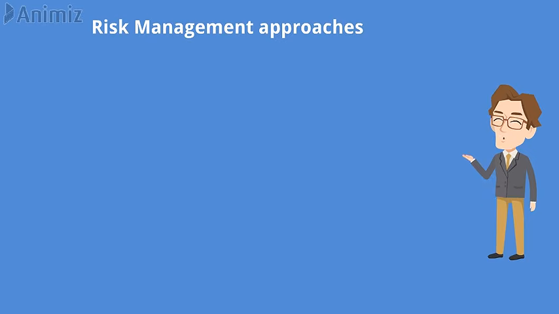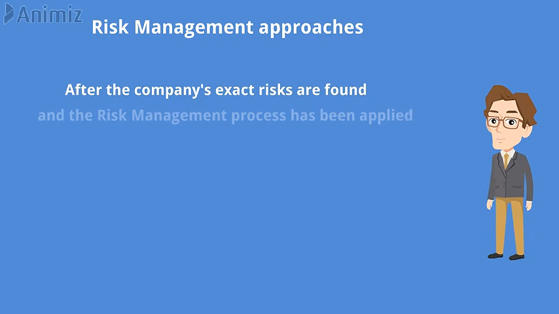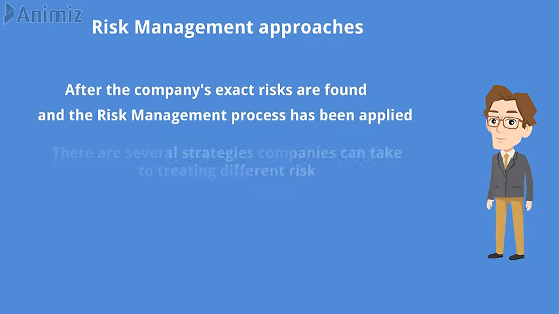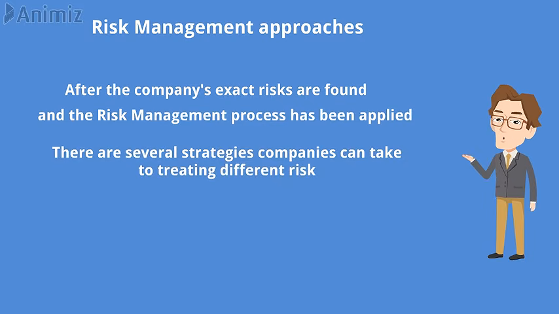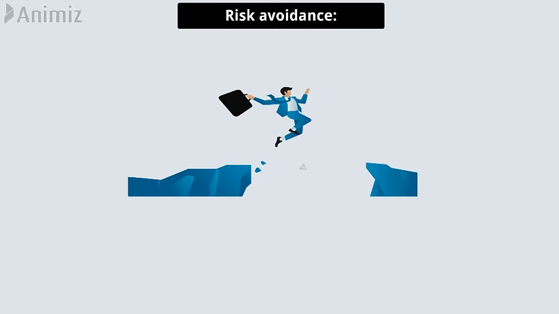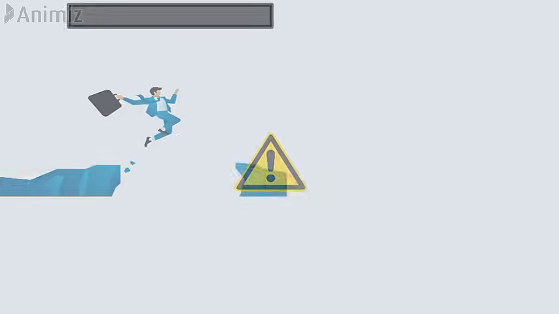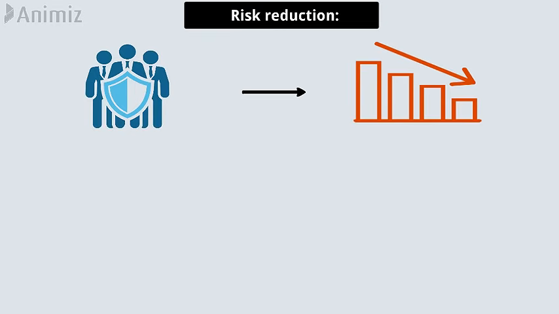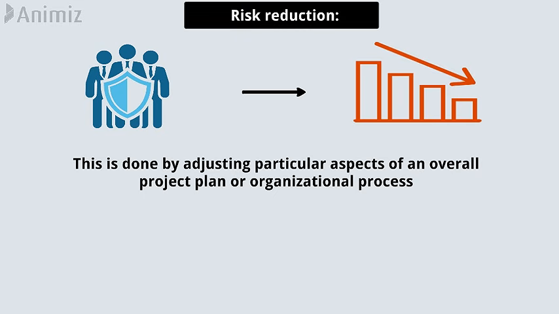Let's discuss some risk management approaches. After the company's exact risks are found, and the risk management process has been applied, there are several strategies companies can take to treat different risks. First approach is risk avoidance. Risk avoidance involves stopping and avoiding any activities that could lead to a risk. Risk reduction. Risk reduction is focused on actions that will reduce the probability of a risk occurring or the impact of a risk. This is done by adjusting particular aspects of an overall project plan or organizational process, or by scaling down its scope.